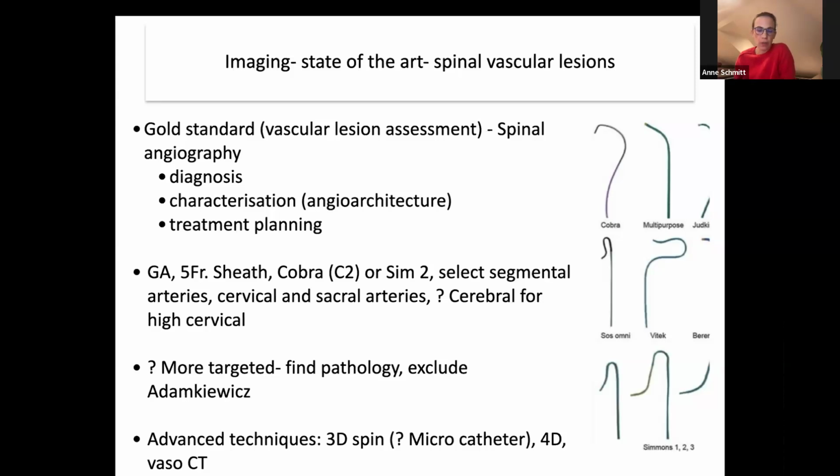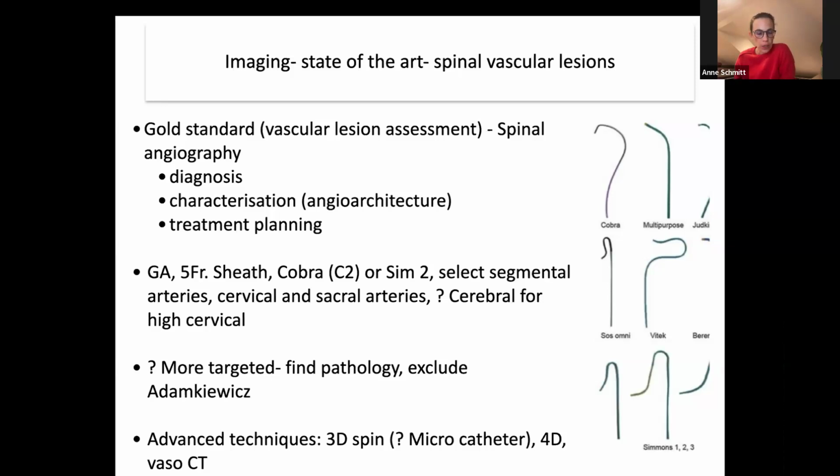We use a spinal angiogram for diagnosis, but mainly for characterization and to have a good look at the angioarchitecture, and also obviously for treatment planning, because it's useful for us, but more so for the surgeons as well, because most of these pathologies are probably treated surgically.